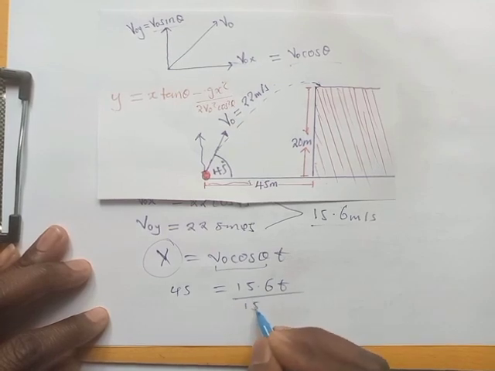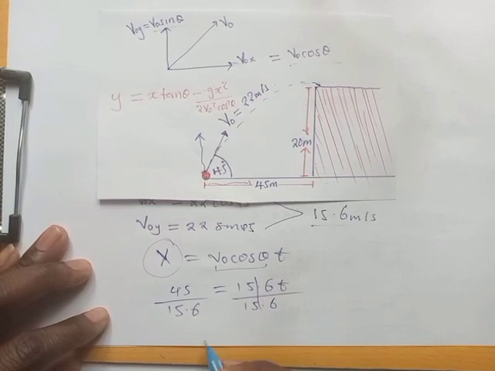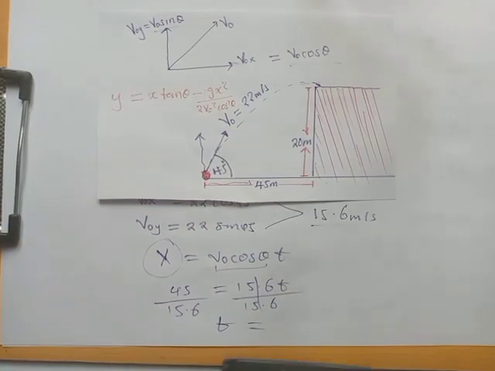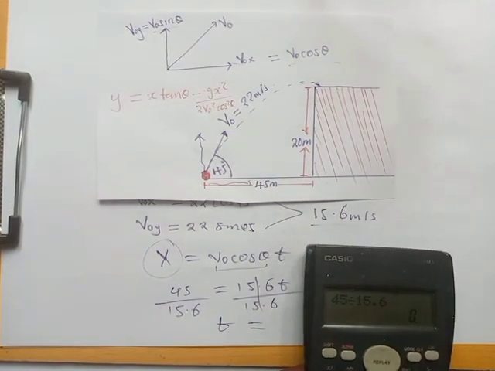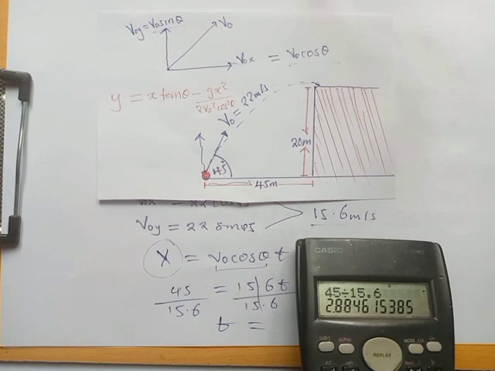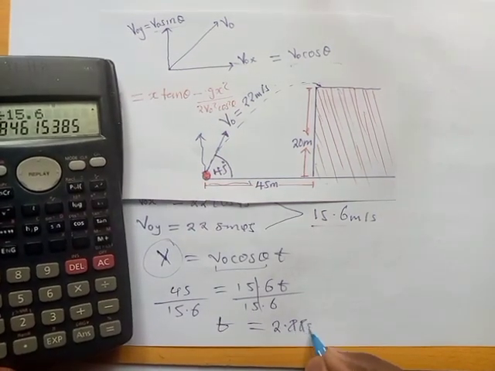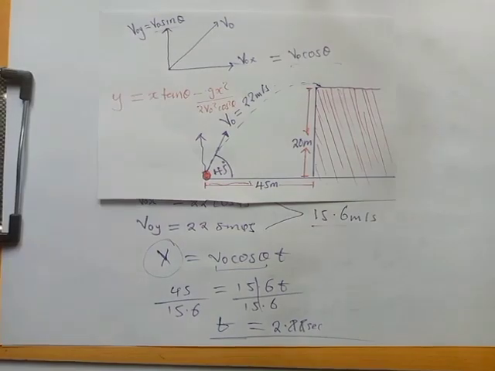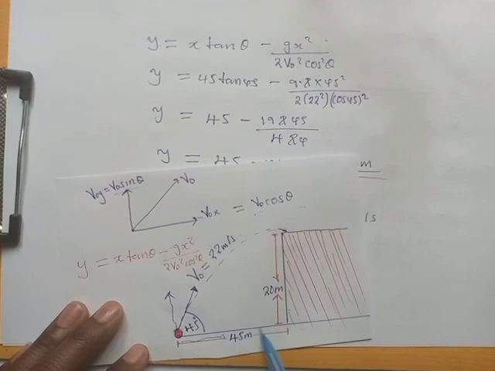You divide by 15.6 on both sides, meaning that t is equal to 45 divided by 15.6. What answer are we getting? So we are getting 2.88 seconds, meaning that will be the time it will cover both in y as well as in x.